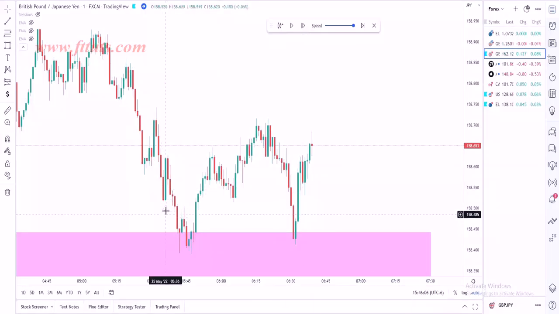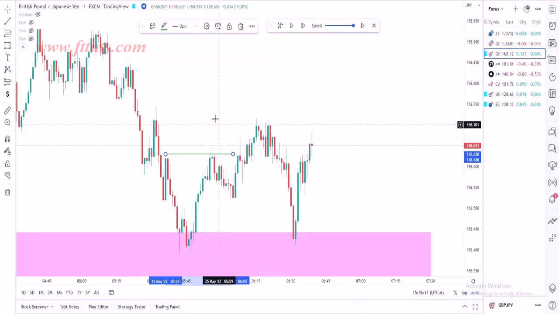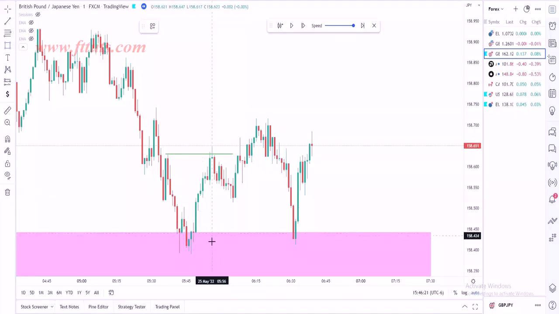Okay, so price comes back, taps here. Then we're looking for a break of structure right here, which we get. And then, where do you think our order block is? Our 1 minute refined order block. It's the sell before the buy.